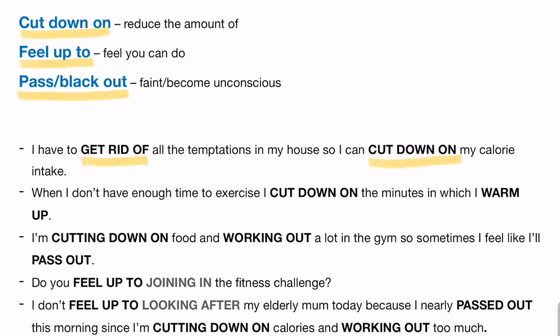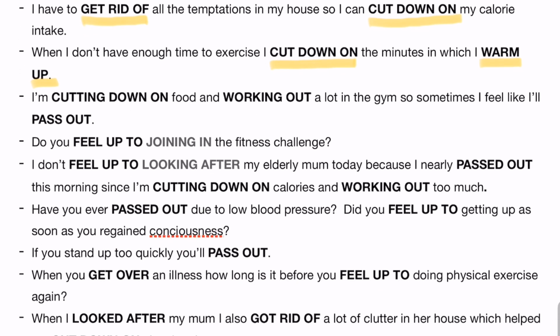When I don't have enough time to exercise, I cut down on the minutes in which I warm up. This is referred, yes, to gym exercises. If I don't have enough time, I'll warm up less, with all the dangers involved, of course, and that way I gain time for my exercises.